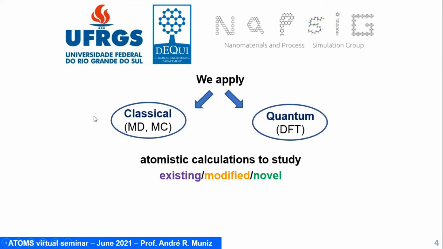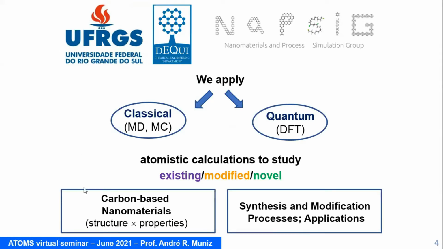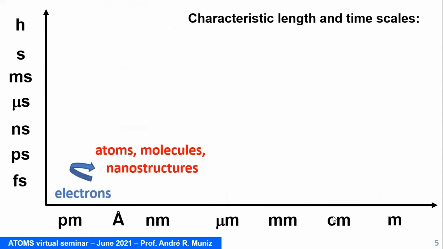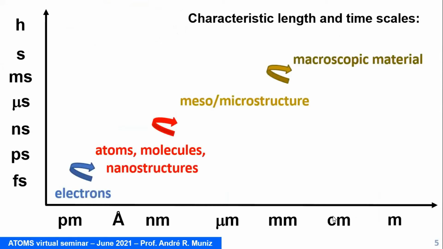So in our group, we apply both classical and quantum atomistic calculations to study existing, modified, or novel carbon-based nanomaterials, and also synthesis and modification processes on these materials, as well as applications. So what are those atomistic calculations? You might already know, but we can analyze the behavior and properties of materials in different ways, depending on the scales of the phenomena we are interested in. We can analyze a material from the point of view of their electrons at the most fundamental level, and for that we use theories from quantum mechanics.